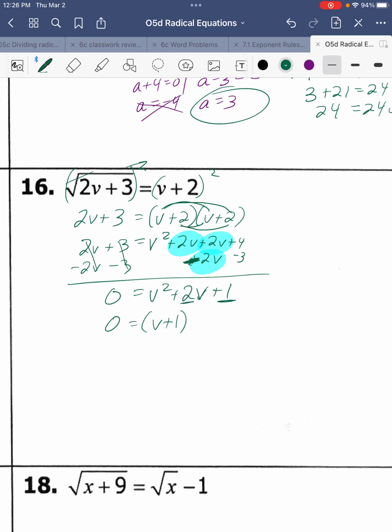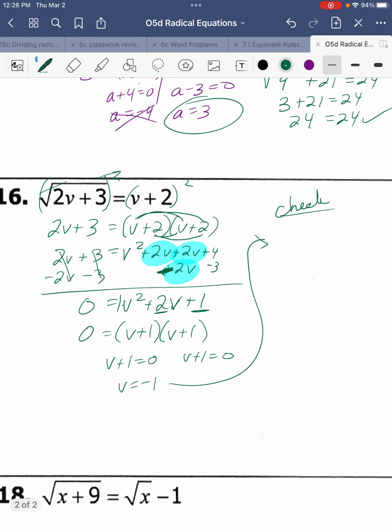Looking at factors, we have v plus 1, so it's what two numbers multiplied as c that add up to b. And because the a is 1, it's v plus 1 and v plus 1. It's 1 and 1. Set them both equal to 0. Well, they end up being the exact same. Both factors equal to 0. They're the same exact solution. Let's check this.